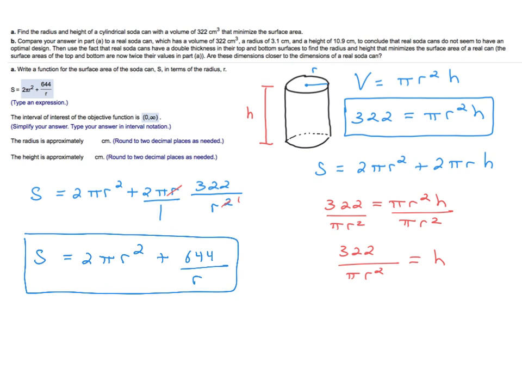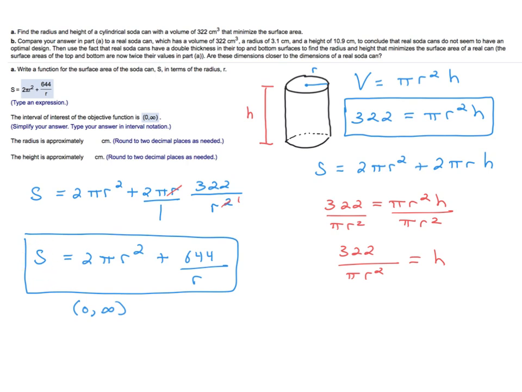Also, the interval of interest for r is going to be from 0 to technically infinity. r can't be equal to 0 because you can't divide by 0, but the radius of this can only be positive numbers. Okay, we want to find the radius and the height that minimizes this surface area.